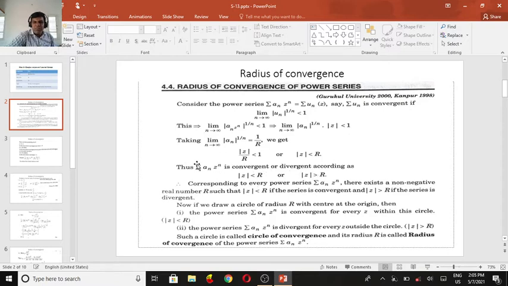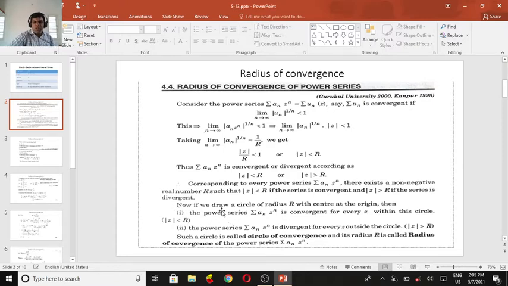So the power series sum a_n z^n is convergent for mod z less than R, and divergent for mod z greater than R. Corresponding to every power series sum a_n z^n, there exists a non-negative real number, say R, such that if mod z is less than R the series is convergent, and if mod z is greater than R the series is divergent. So the series depends on R.